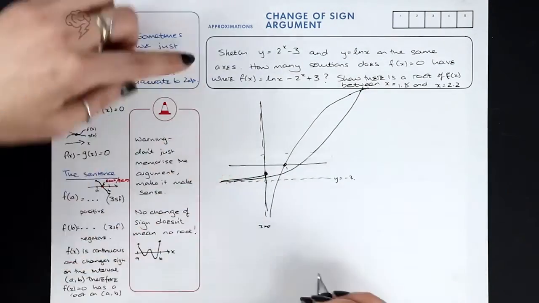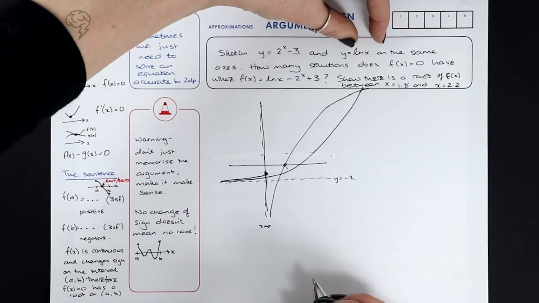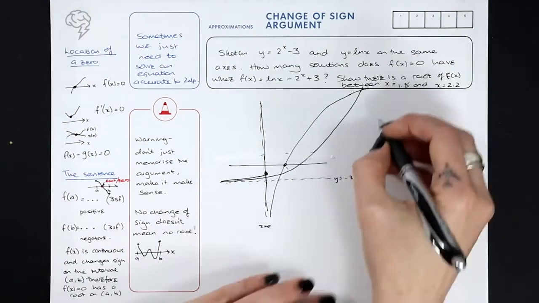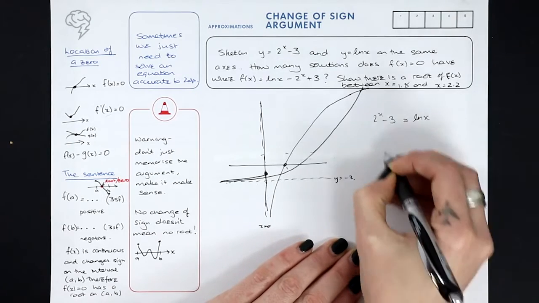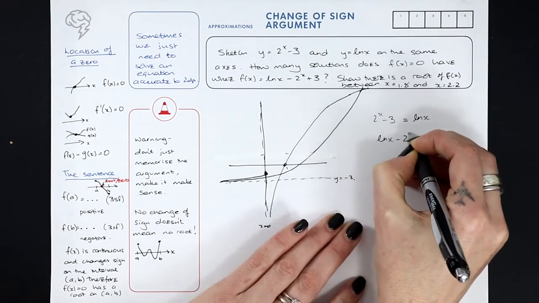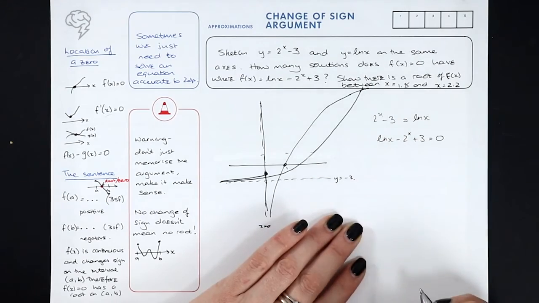How many solutions does the equation have where we put this equal to this and then set that equal to 0? So 2 to the x minus 3 equals ln x. That's the same as saying ln x minus 2 to the x plus 3 is 0.